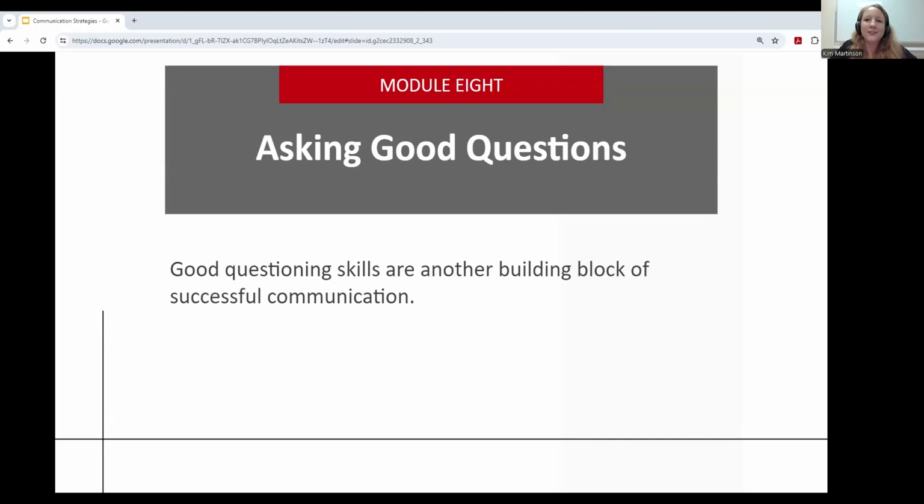Okay, asking good questions. Good questioning skills is another building block of successful communication. We have already encountered several possible scenarios where questions help us gather information, clarify facts, and communicate with others. And in this module, we'll look closer at these questioning techniques that you can use throughout the communication process.